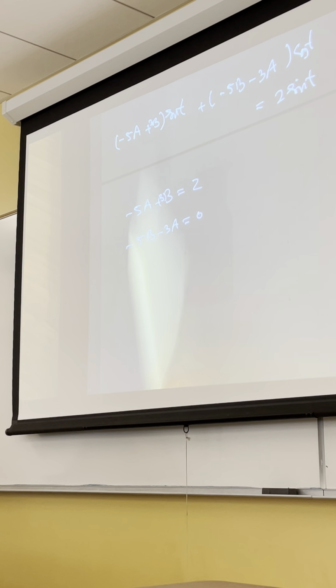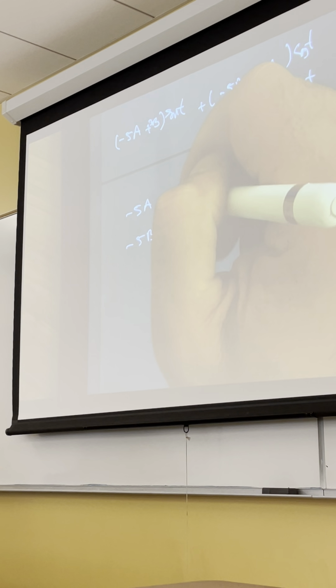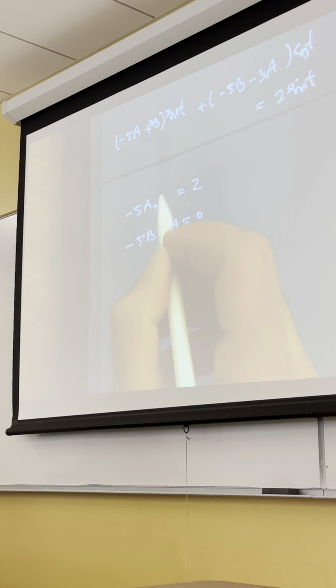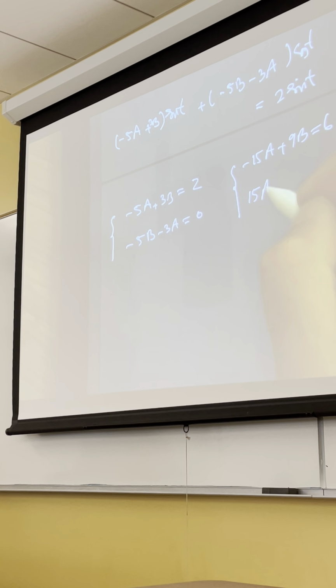So you have a system of equations, and we solve this. Why don't we multiply the top by 3, so negative 15a plus 9b equals 6. Why don't we multiply the bottom by negative 5, so 15a plus 25b is equal to 0.